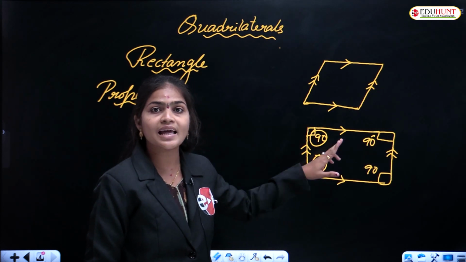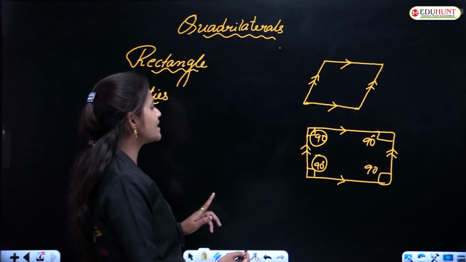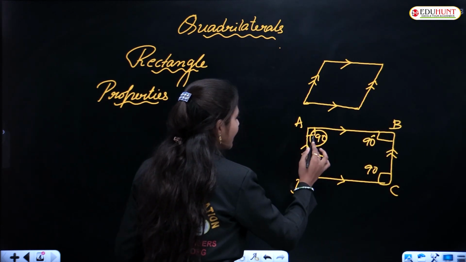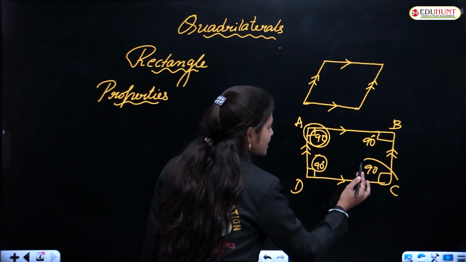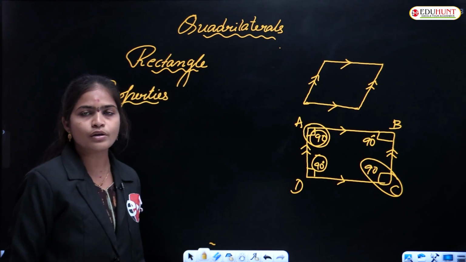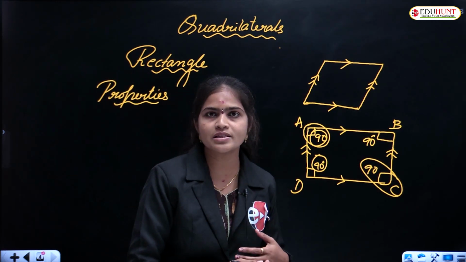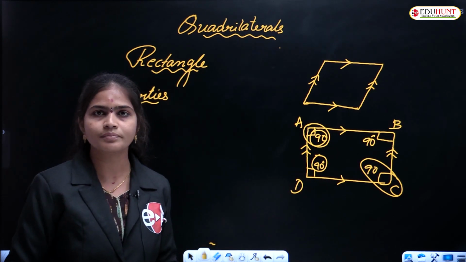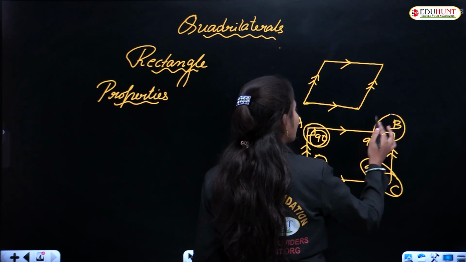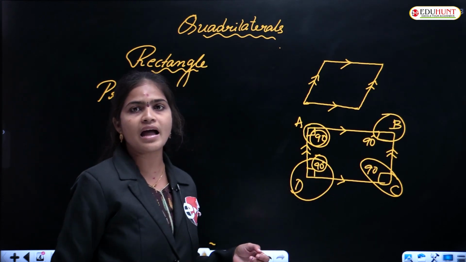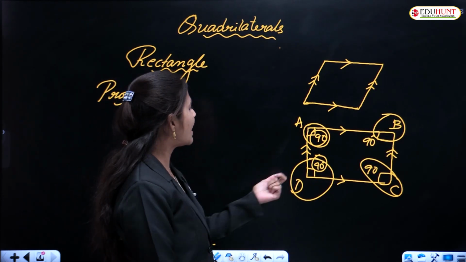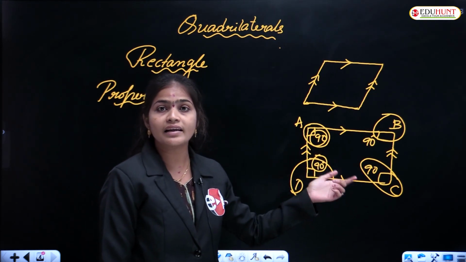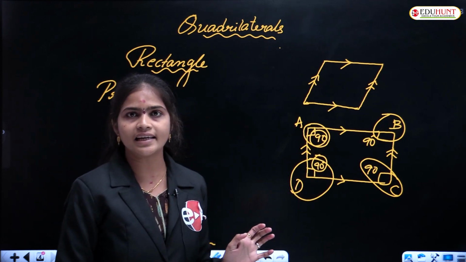Next one is opposite angles are equal. So opposite angles are equal means in a rectangle ABCD, here angle A is equal to 90 degrees, angle C is equal to 90 degrees. So we can say that angle A and angle C are opposite angles only, no? And those two opposite angles have the same angles here. And in the same way B and D are opposite angles and those two also have the same angles. So we can say that angle B is equal to angle D. So opposite angles are equal in a parallelogram and in a rectangle also.